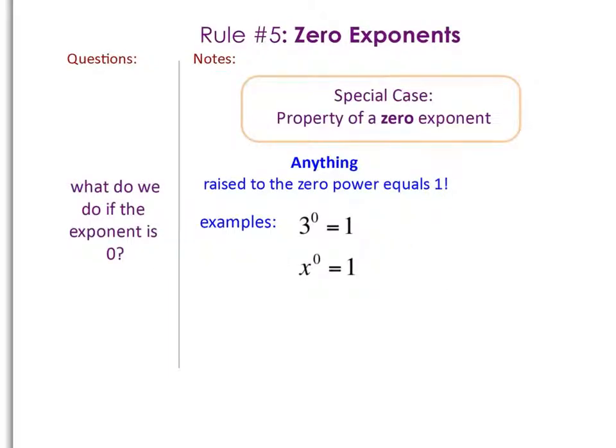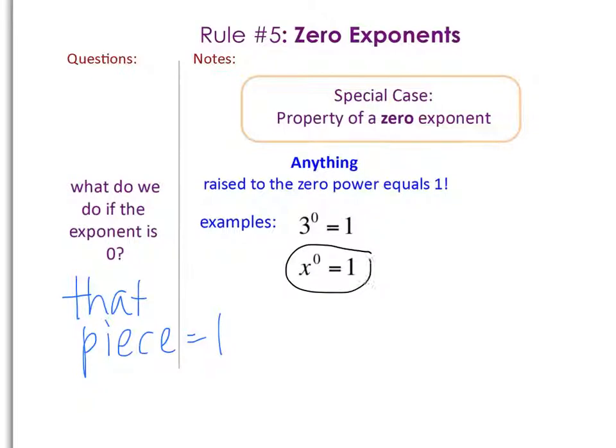So we have a special case, or not really a super special case, but just something that we'll see. If you have anything raised to the 0 power, it equals 1. So what do I do if the exponent is 0? That piece equals 1. So if we think about this conceptually, x to the 0 equals 1.